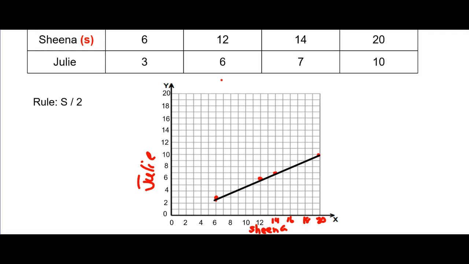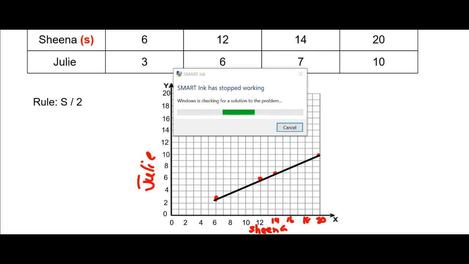According to this, the relationship is that Sheena always has 2 times more than Julie. We could reverse that and say Julie always has half of what Sheena has, but that's what the relationship shows according to the pattern table and the graph.